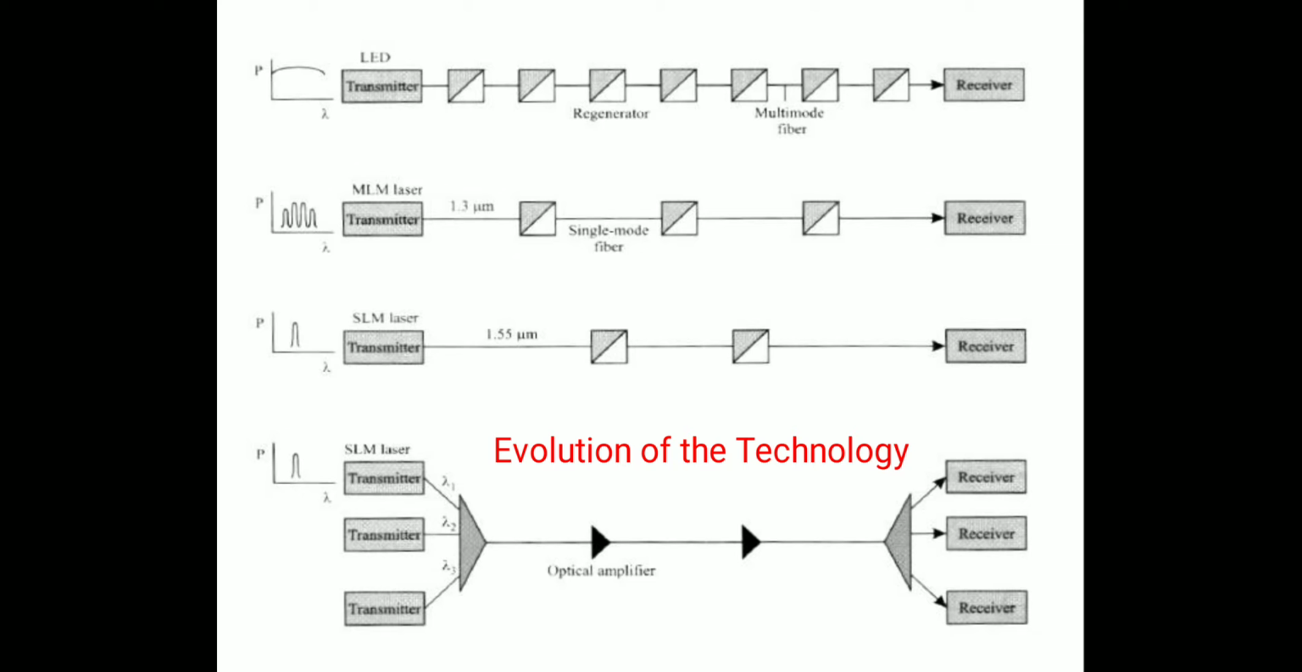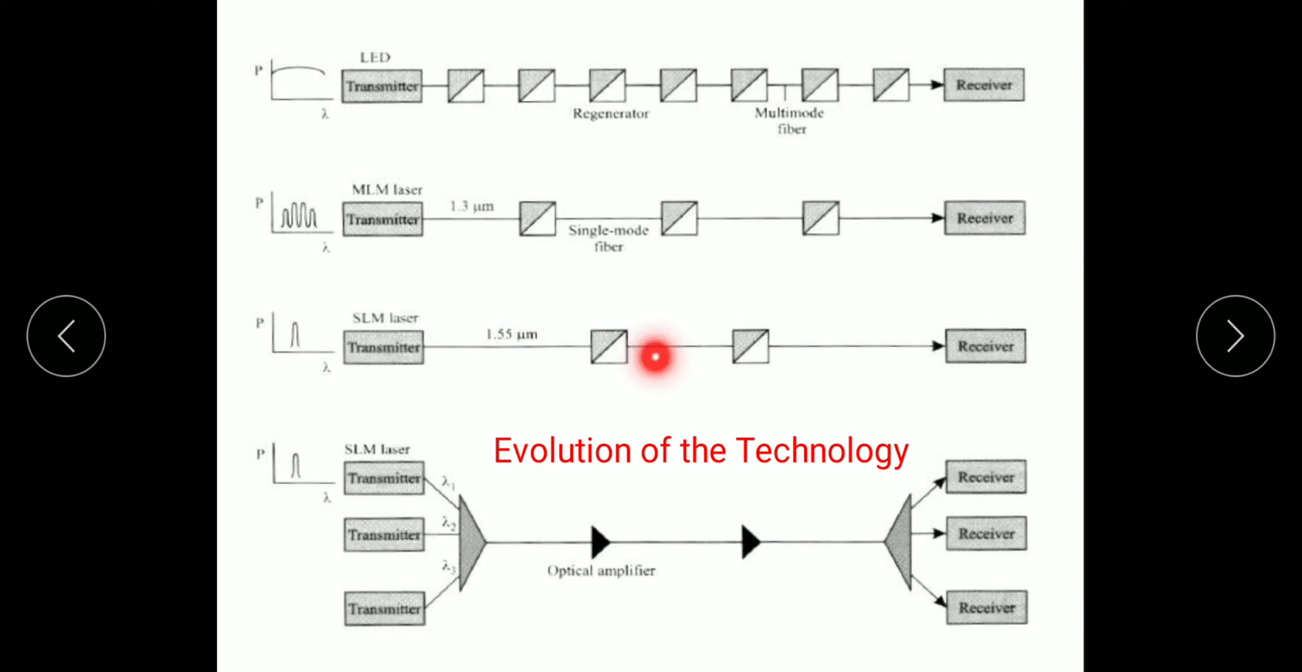So here you can see in this diagram that when we are using a source LED or laser, we can have multiple regenerators for LED. See this diagram. We have LED as transmitter. We need multiple regenerators and a multimode fiber, and then the signal can be received at the receiver. If we use laser, we can use a single mode fiber. You can see significantly the number of repeaters are reduced and the signal can be received at the receiver.